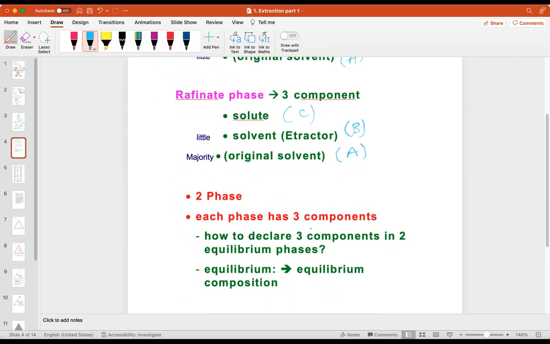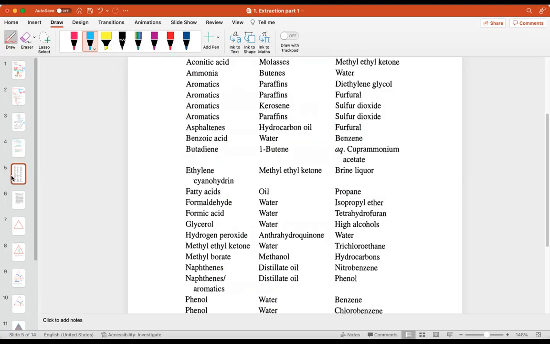Okay, so to sum up, there are two phases from the product, the raffinate phase and the extract phase, and in each phase we have three components. Now, how do we declare these three components in the equilibrium phases? For this, we will learn the unit of equilibrium composition. As you can see here, we will use the triangle diagram because it will have three compounds. But before that, let's have a look at what this is.